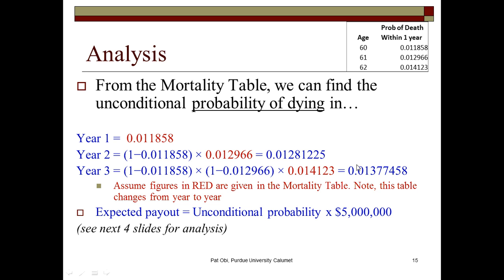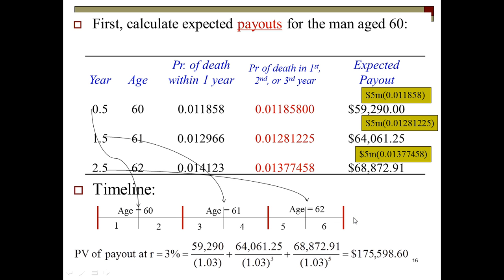Alright, so to determine the expected payouts, we're going to be multiplying the unconditional probabilities we have obtained, this value, and this value, by the face value of the life insurance. And we show it here so that for the insurance to determine the expected payout should the man die in the first year, it'll be this probability of him dying in the first year multiplied by 5 million, and that's what you see calculated here, and this is the result.